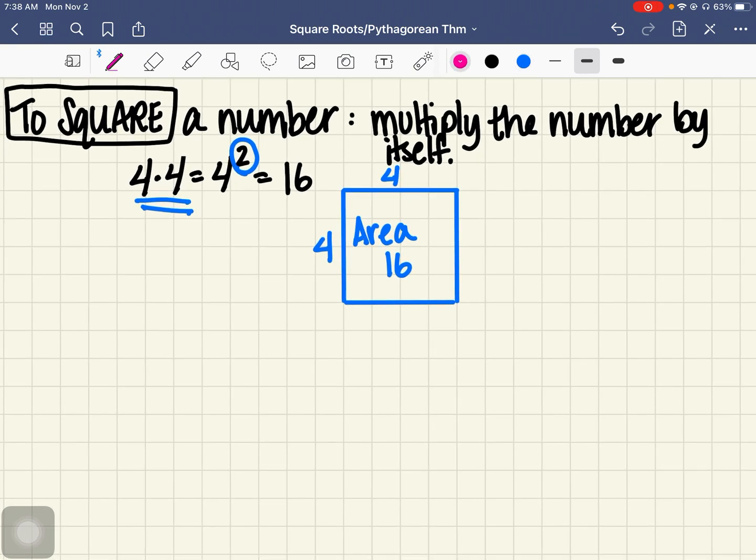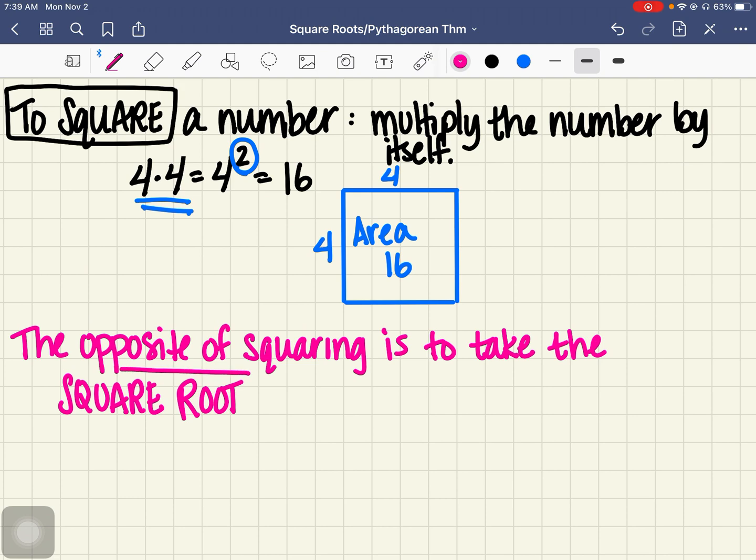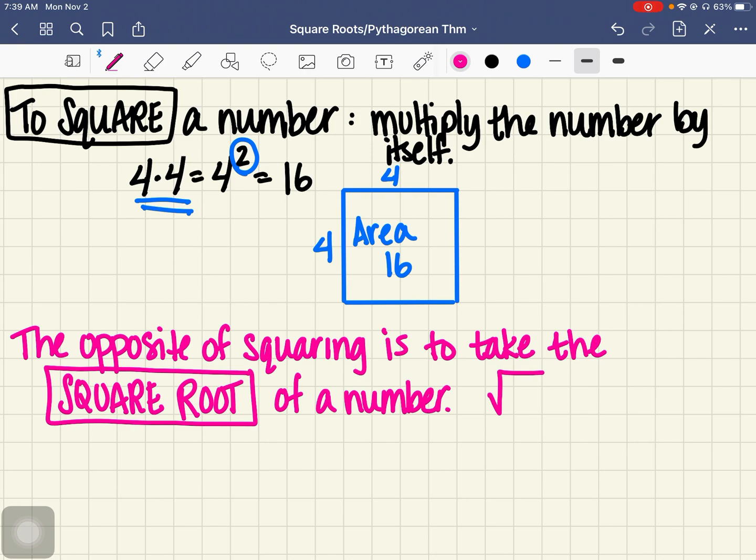Now, what happens when we have the opposite? The opposite of squaring is to take the square root. We're going to take the square root of a number. The symbol that we use for that looks like this. It looks like the V in Vans, right? That's the symbol.